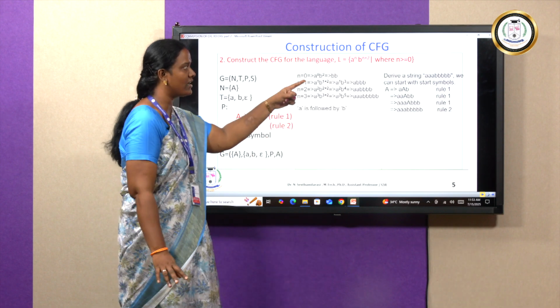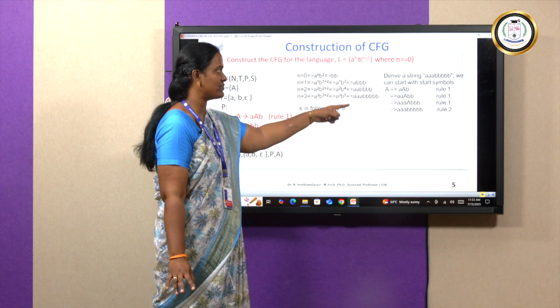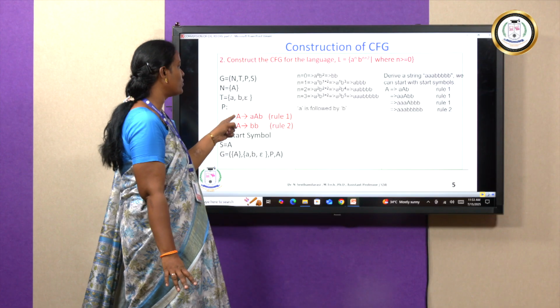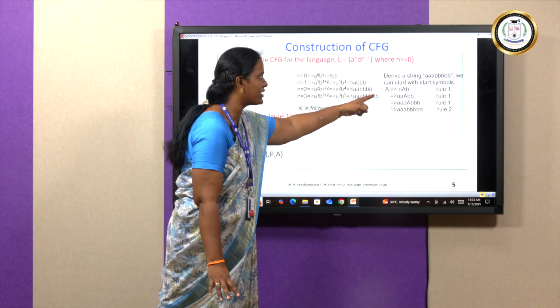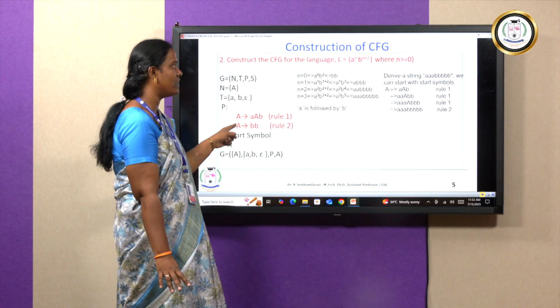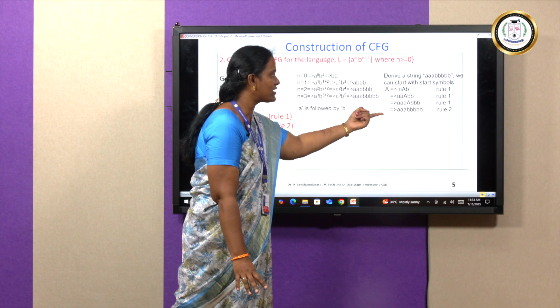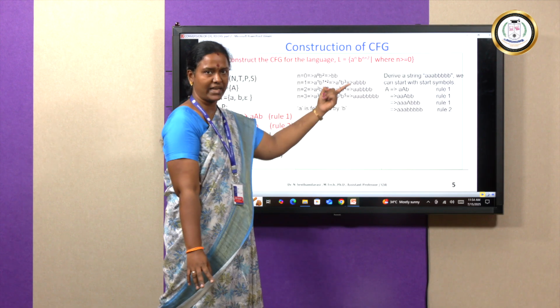Here we are taking 3 A's and 5 B's. For this I am deriving by applying rule 1. What is my rule 1? A implies AAB, so I am substituting there. Instead of capital A, again I am substituting with rule 1. Again I am substituting with rule 1. Finally, for capital A, I am substituting with BB. So I am getting 3 A's and 5 B's, which is the string I need.